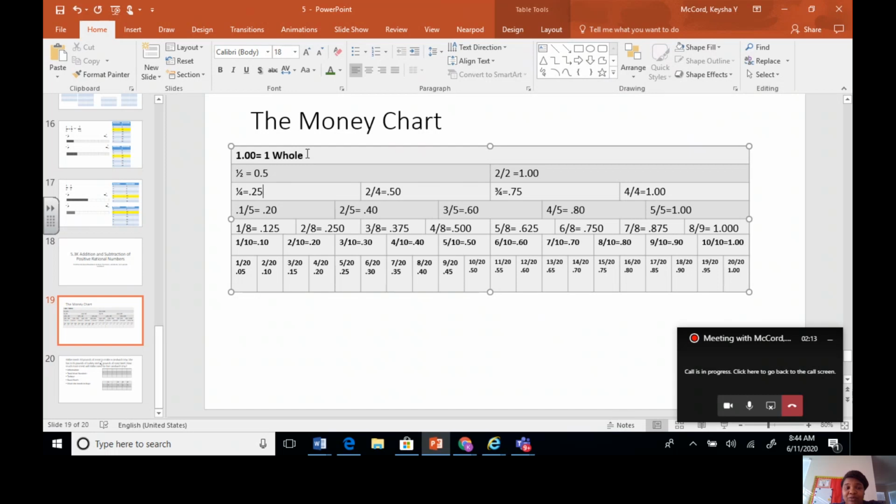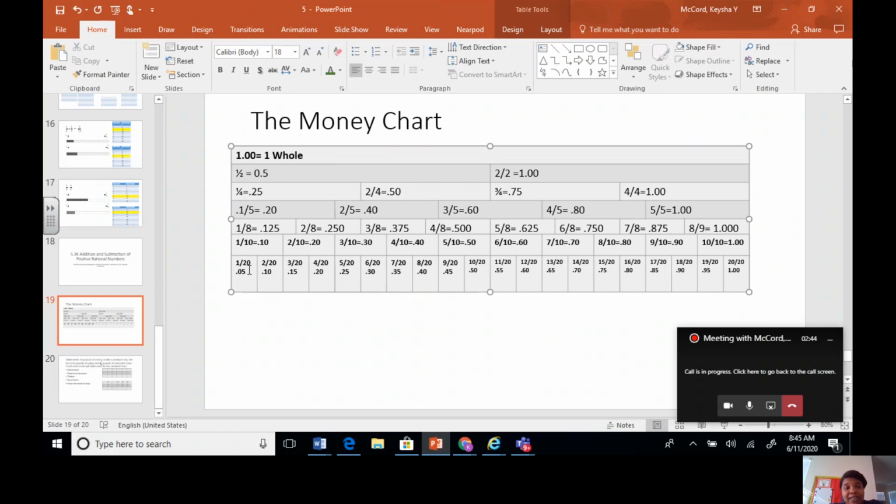If I were to split that same dollar up 5 ways, I know that 1/5 would be 20 hundredths or 20 cents. 2/5 would be 40 hundredths or 40 cents. 3/5 would be 60 hundredths or 60 cents. 4/5 would be 80 hundredths or 80 cents, and 5/5 would be 1 whole or $1. I would continue to do the same thing with 8ths, 10ths, and 20ths.